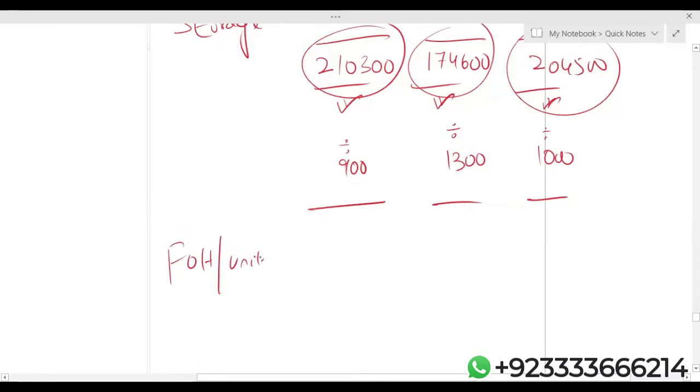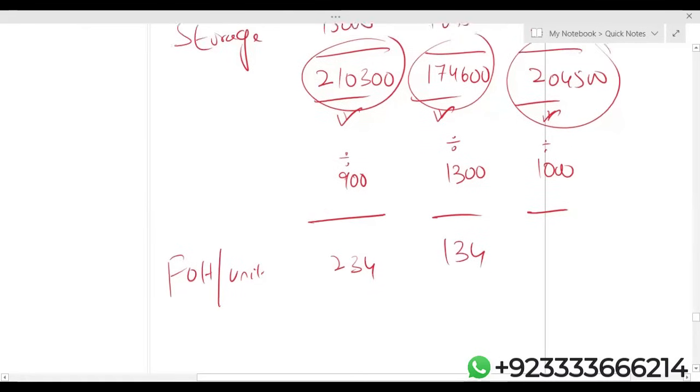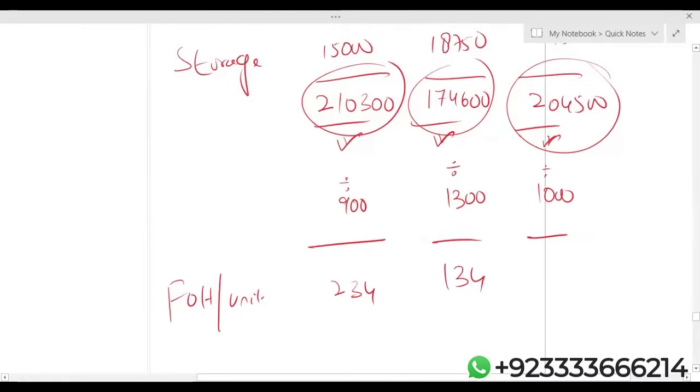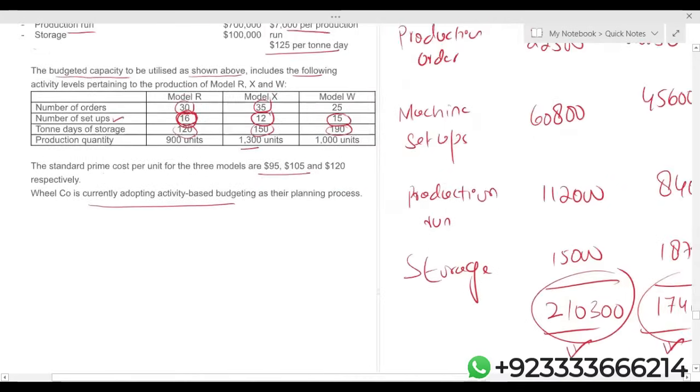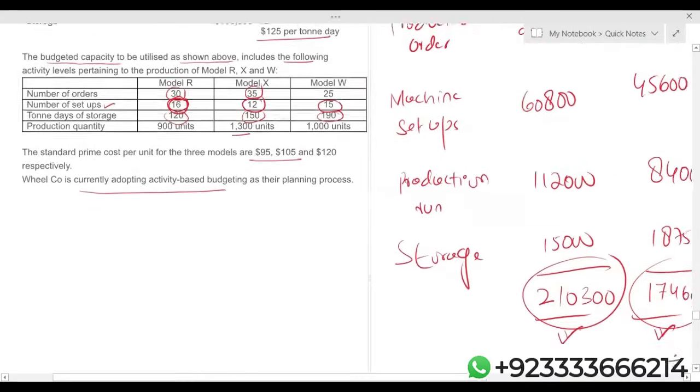210,300 divided by 900, I'm getting 233.667, so 234. 174,600 divided by 1300 is 134.3, so leave that. 204,500 divided by 1000, I'm getting 204.5, so make it 205. Prime cost they have given us, 95.